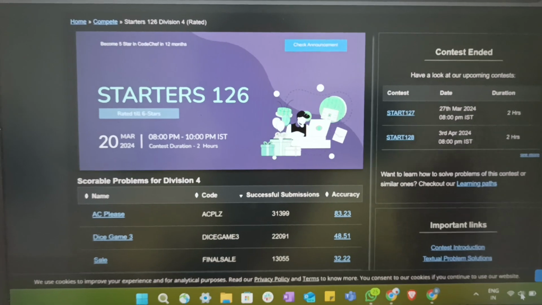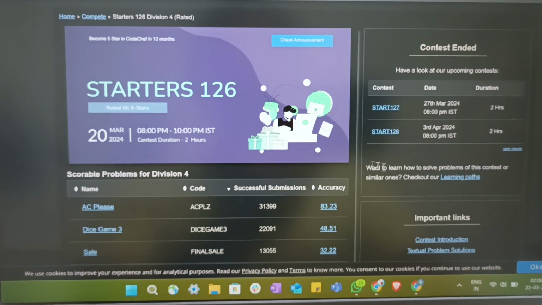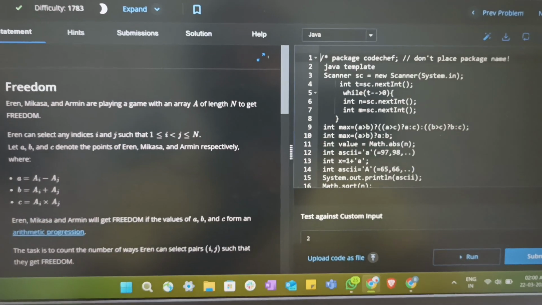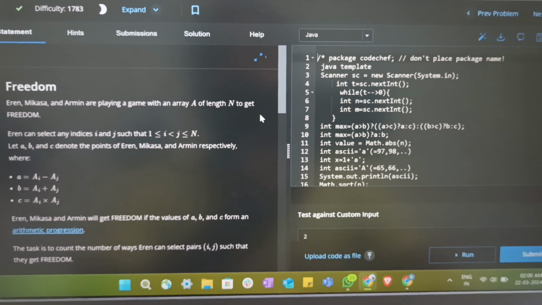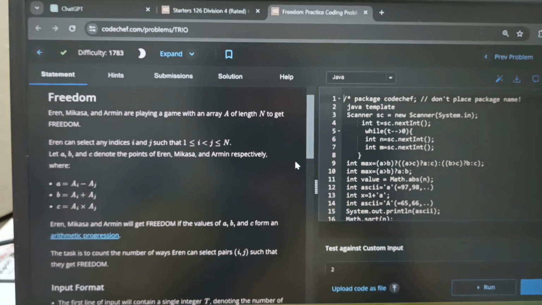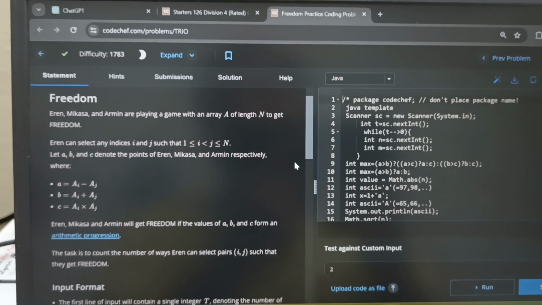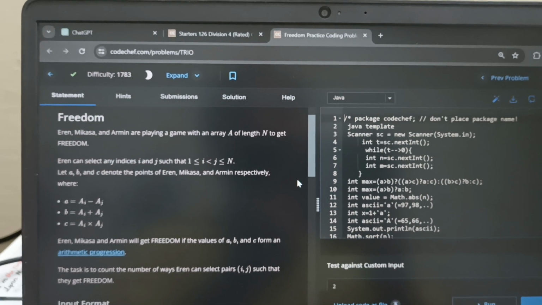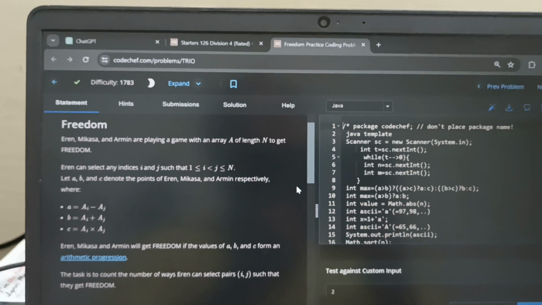Today I am going to solve a question on status 126. The question is Freedom. Here the question says Irene, Mikasa and Armin are playing a game with an array A of length n to get freedom.